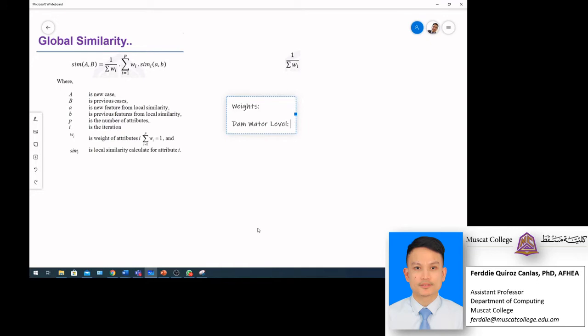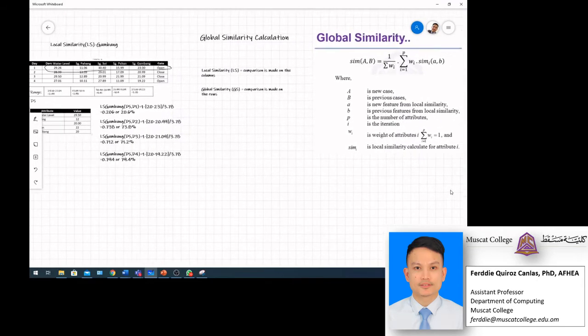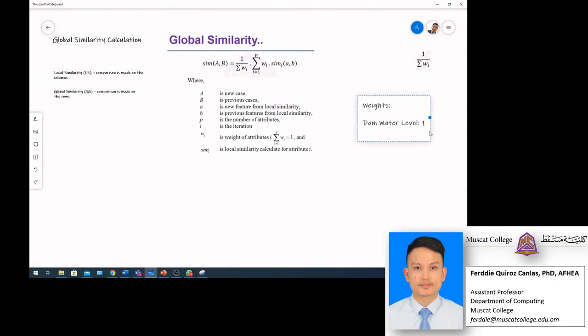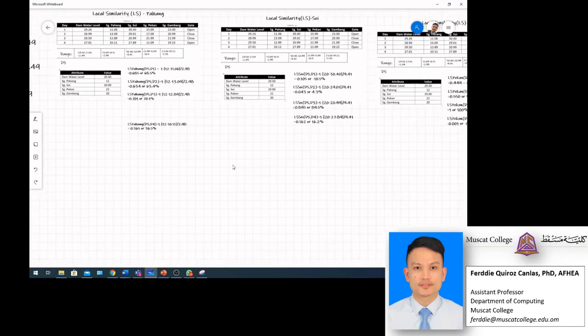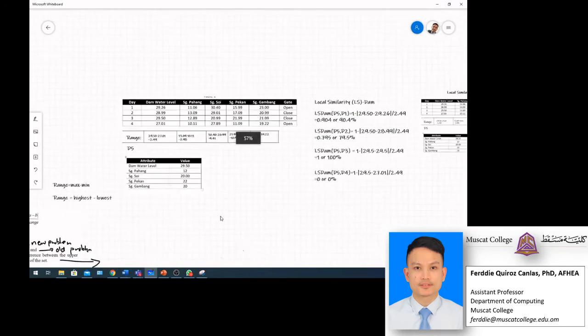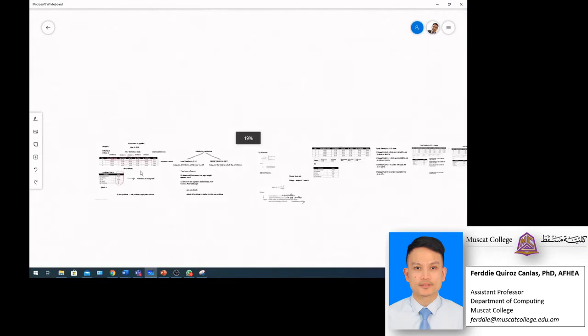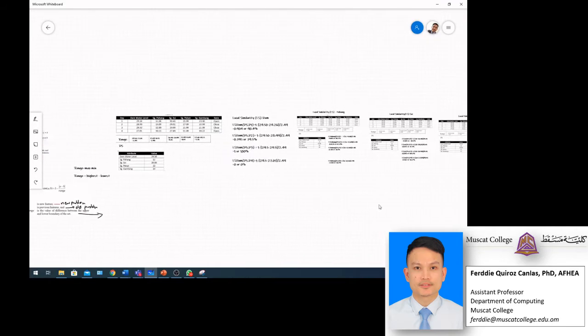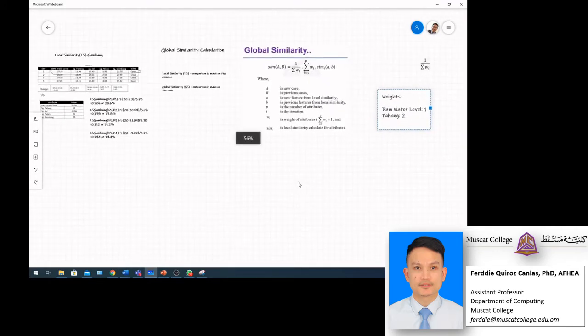What's the weight? 1, right? Then the next one, Pahang. Pahang is how much according to the problem? 2, right? So the other one, where is it? Oh, sorry, Control Z. In this example, Pekan is 2. So the next river is Soy. Soy will be taking only 1. Then Pekan is 2, right? As per the problem given here. And then we have Gambang. Gambang is taking 1. Okay. So these are the things we have to look at.